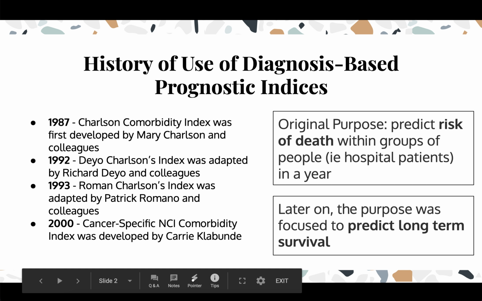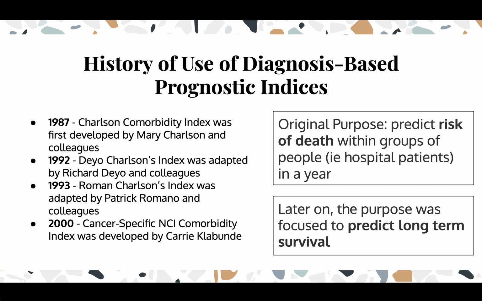So this is the history of the diagnosis-based prognostic indexes. In 1987, Charlson's comorbidity index was first developed by Mary Charlson and colleagues. Its original purpose was to predict risk of death within groups of patients, for example, hospital patients or a large group of individuals in a year. In 1992, about 5 years later, the Deyo Charlson Index was adapted by Richard Deyo and colleagues.